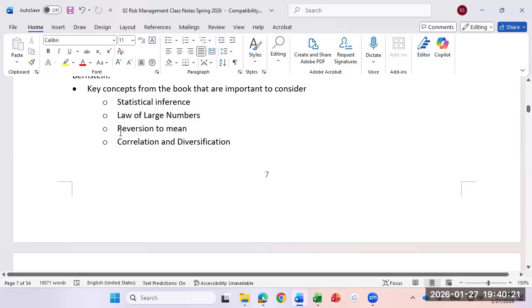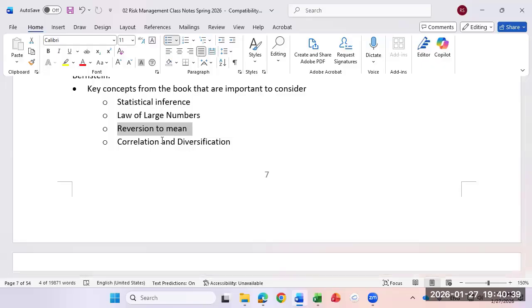What about reversion to the mean? Have y'all heard that one before? Cool. You'll talk about the mean in regression. In a regression model you might incorporate reversion to the mean. Reversion to the mean says if something's been above average for a long time, what's it likely to do going forward? Be below average. All right, we'll talk about reversion to the mean.